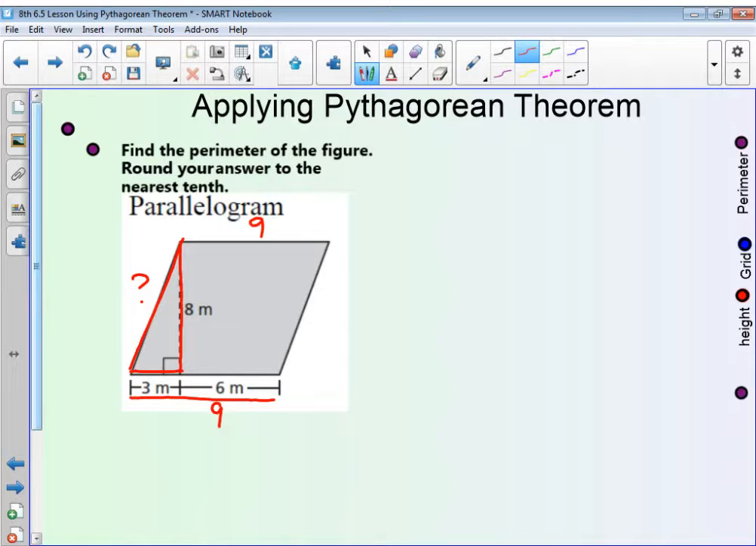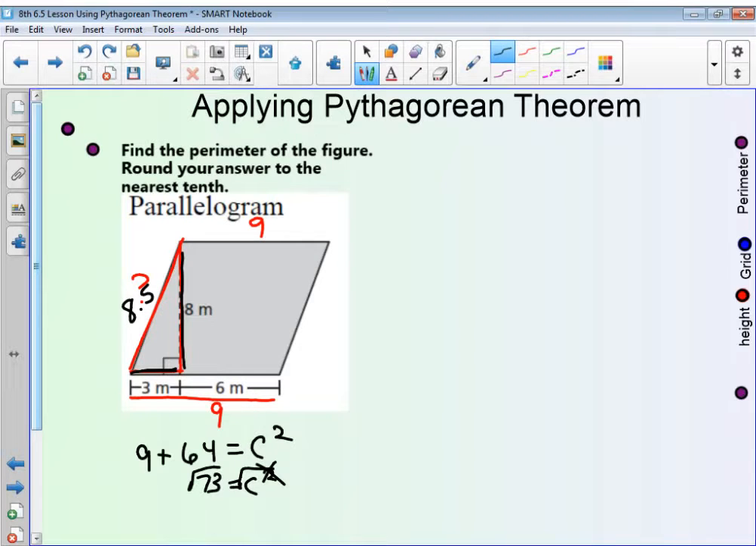Okay, so a squared plus b squared are my two that make up the right angle. So these two. So a squared, 3 squared is 9, plus b squared, 8 squared is 64. That's going to give me c squared. Okay, so 9 plus 64 gives me 73. So I get c squared equals 73. And now to get rid of that squared, I'm going to do the square root to cancel that out. So the square root of 73 gives me 8.54, so 8.5.